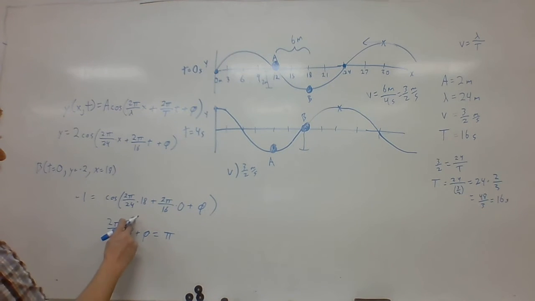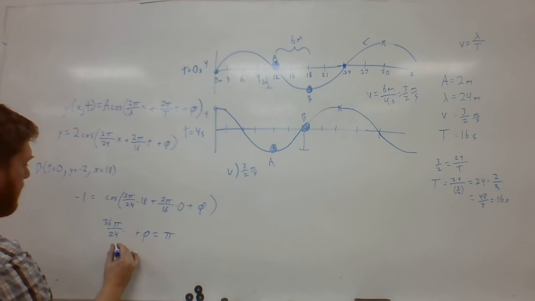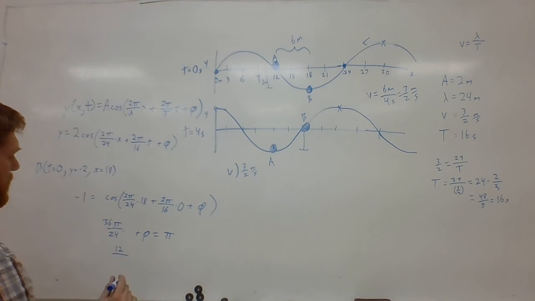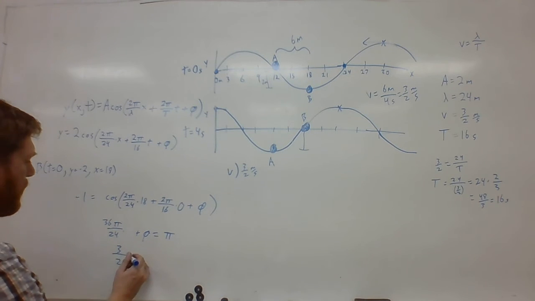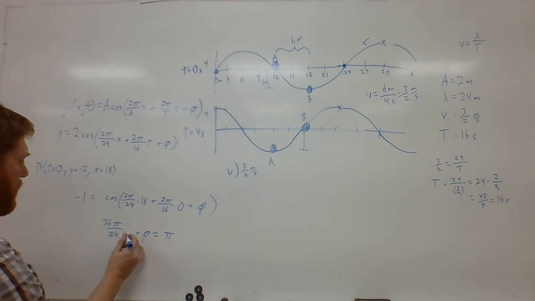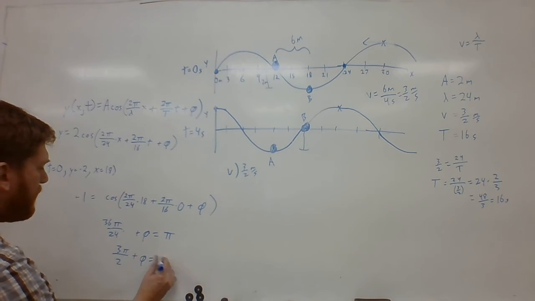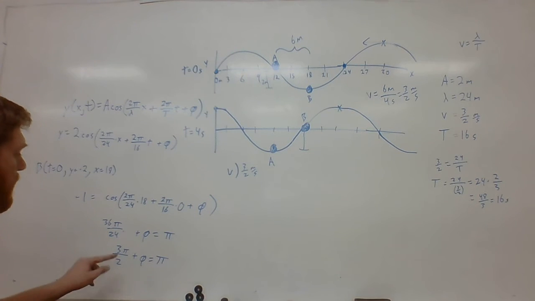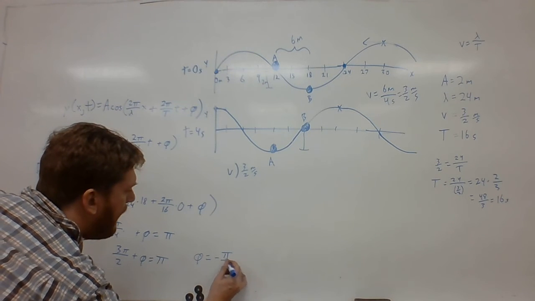18 times 2 is 36. 36 divided by 24, let's divide them each by 3, and we get 12 over 8. Good, we can divide that even further. Divide it by 4, and we get 3 over 2. That makes sense. So 3 over 2 pi plus our phase constant equals pi. Let's subtract 3 over 2 pi from each side. We get phase constant is equal to -pi over 2.